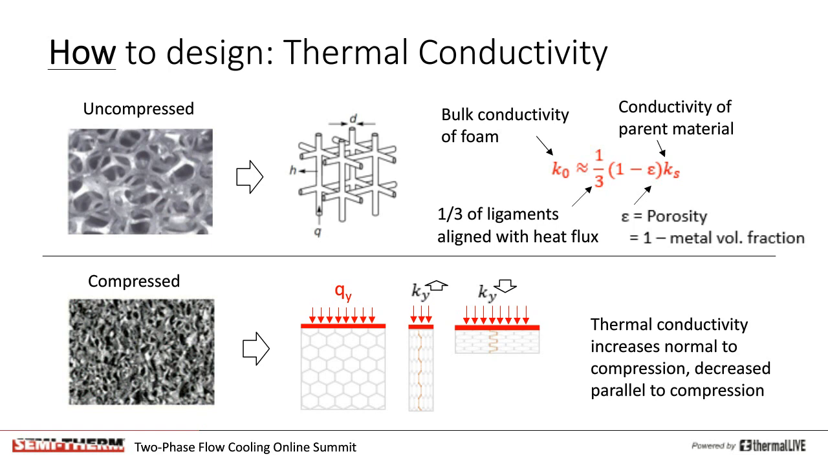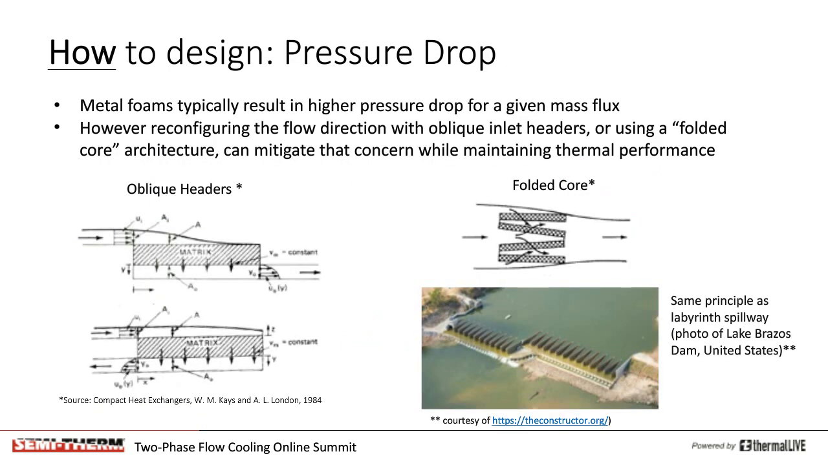While greater heat transfer augmentation is always welcome, the associated pressure drop is usually also of concern. Although foam typically results in higher pressure drop for a given mass flux, this can be mitigated by reconfiguring the inlet headers, or cores themselves, to direct flow across a wider dimension of the foam core, thereby reducing flow velocity. Since flow resistance scales much more strongly with velocity than does heat transfer coefficient, pressure drop can be managed in this way with minimal sacrifice in heat transfer performance.